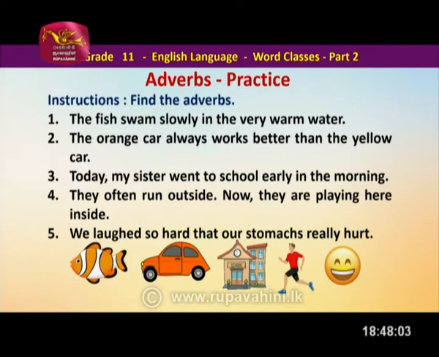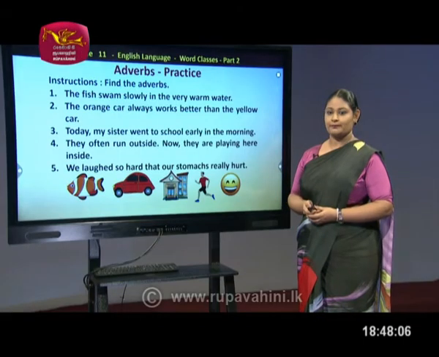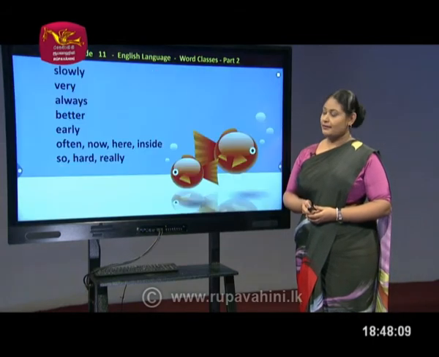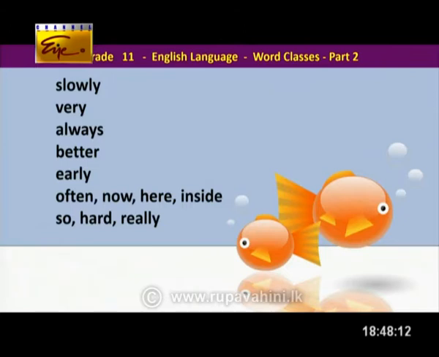All right, so there are adverbs here. So what are we going to do? Find the adverbs. Have you found them? These are the adverbs we have found. Hope you have found these as well. So you have slowly and very. What is very? Very is an adverb of degree, right? Always, frequency. Better: how did they do it? They did it better. Early, came early. Adverbs of time. Often, now, here. Here is an adverb of place.